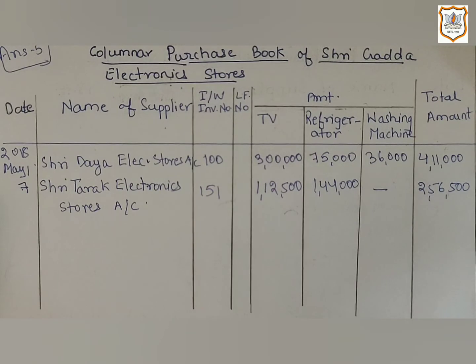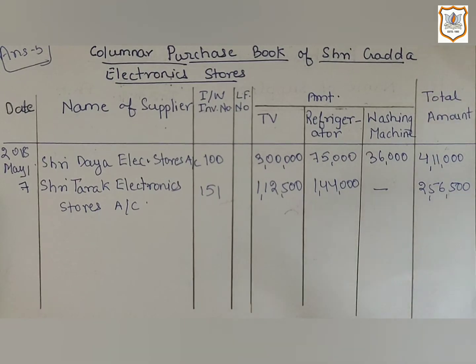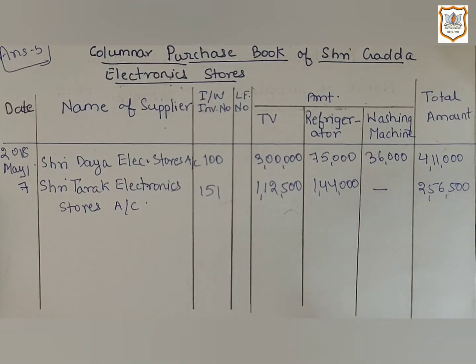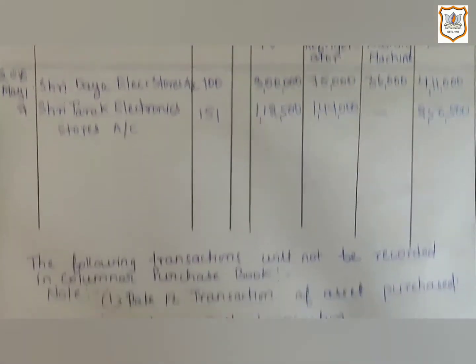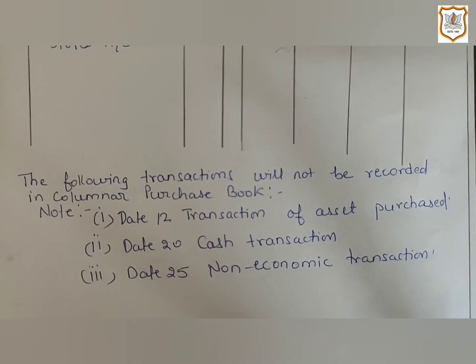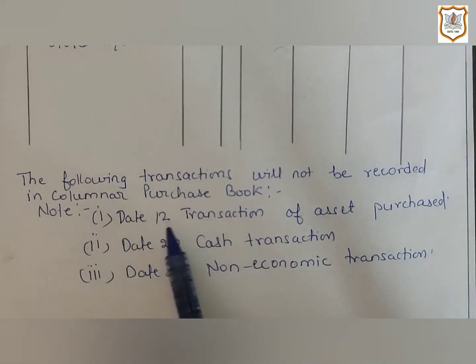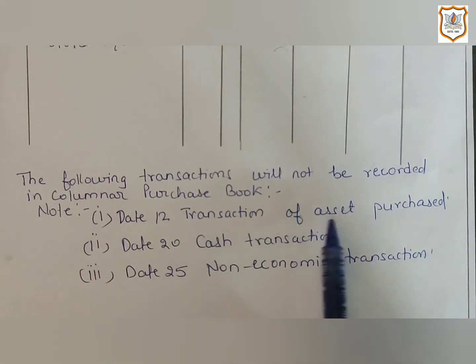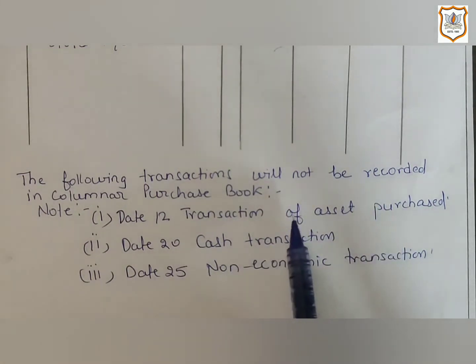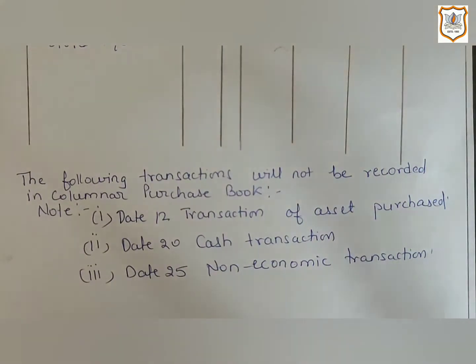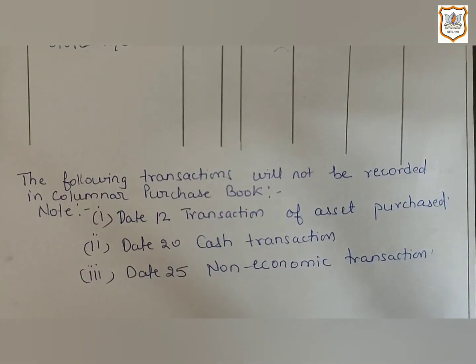Now next transaction, date 12th, purchase cycle of rupees 5,000 from Shri Ambe Cycle Stores. Here cycle is a vehicle and vehicle is an asset. So we will not record it here in columnar purchase book. For this we have to write a separate note, date 12, transaction of asset purchase. That's why we will not record it in columnar purchase book, but we have to mention it separately in a note.